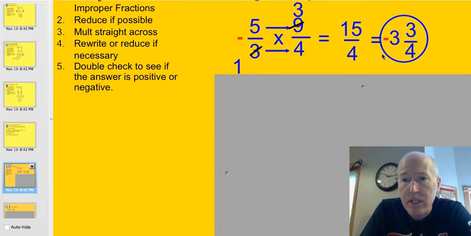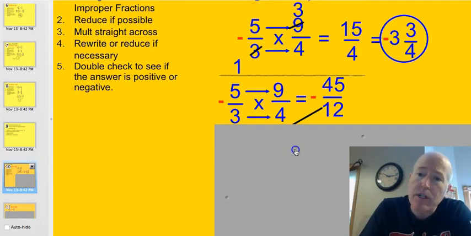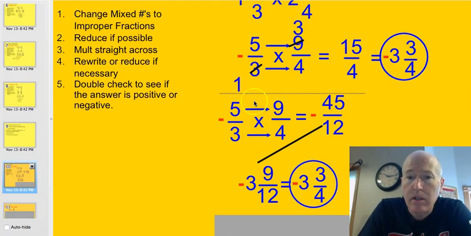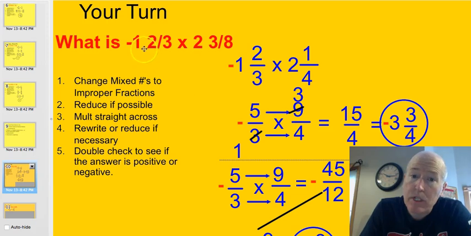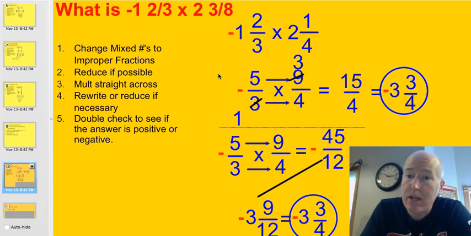Now, in case you didn't cross reduce there, I also did it the other way as well. 1 times 3 is 3, plus 2 is negative 5 thirds. 2 times 4 is 8, plus 1 is 9/4. Multiply straight across. You have 45/12, which you can reduce down into negative 3 9/12, or a negative 3 3/4. Your answer is the same. Double check to make sure you kept the negative all the way through. So it was a negative times a positive, so my answer should be a negative.